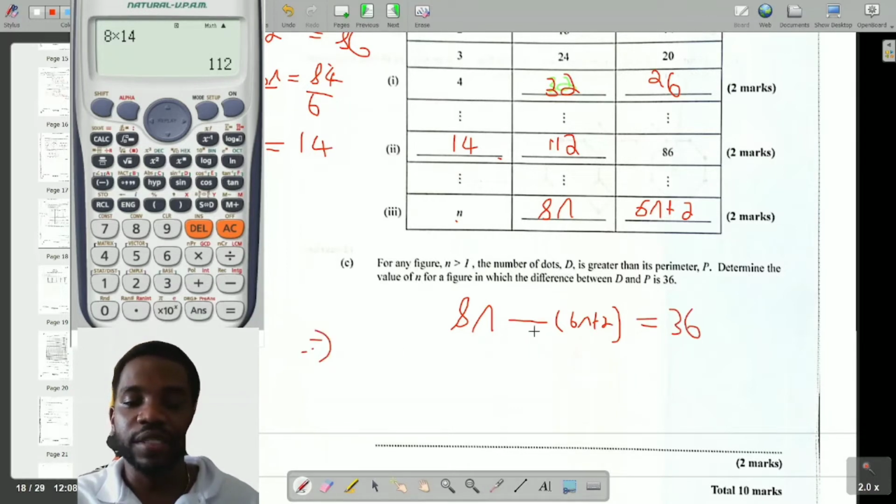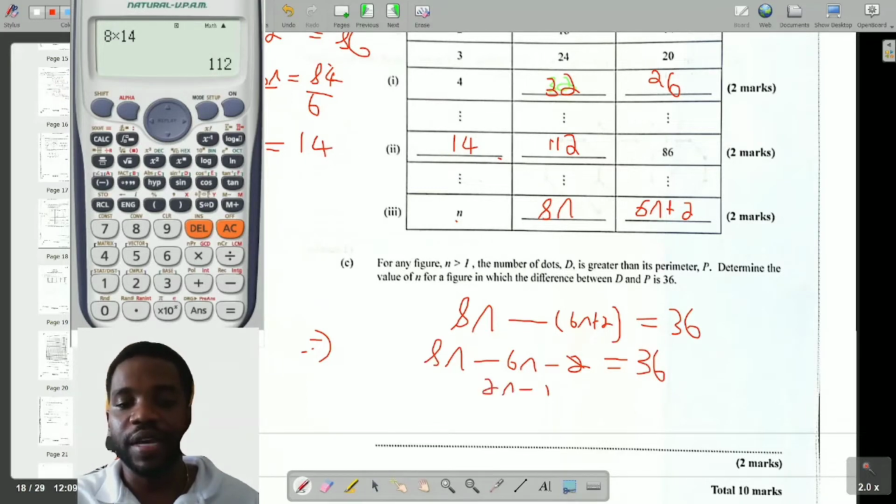Now all you have to do is expand the bracket and tidy up. So you're going to have 8n. You're going to have minus 6n, because the minus sign means you're going to change the sign of everything in the bracket. Minus 6n minus 2 equal 36. 8n minus 6n is 2n minus 2 equal 36. And we carry it over. So we're going to have 2n. Since the 2 is negative over here, it's going to go over as a positive. So it's 36 plus 2, which is 38.